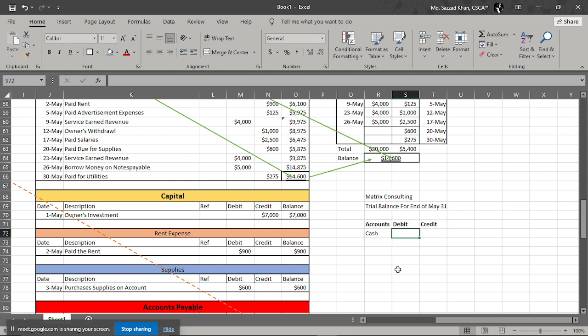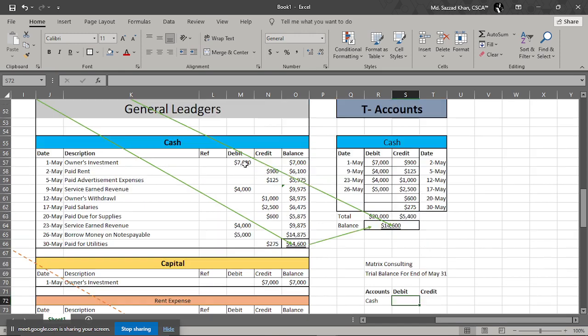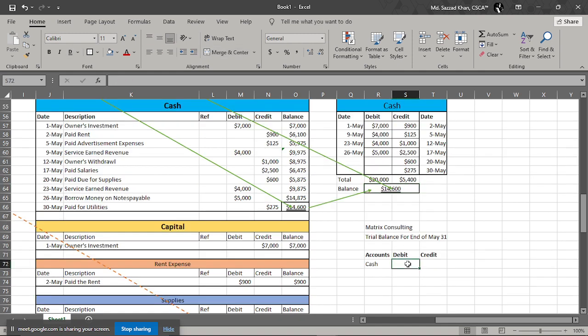I've written the cash. Should it be debit or credit? Debit. Debit what? Debit 14,600. Exactly what we see right now. In the cash under the ledger or the T account, we only see the total balance. The total balance is 14,600, right? And this is a debit balance. So we write it under the debit balance.